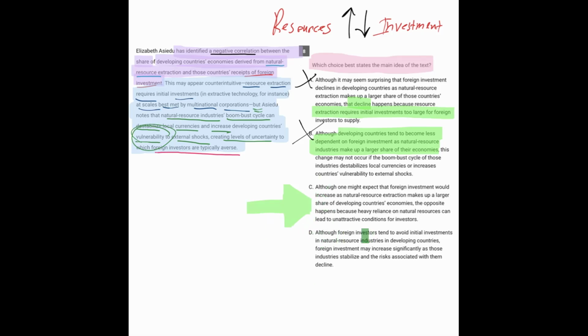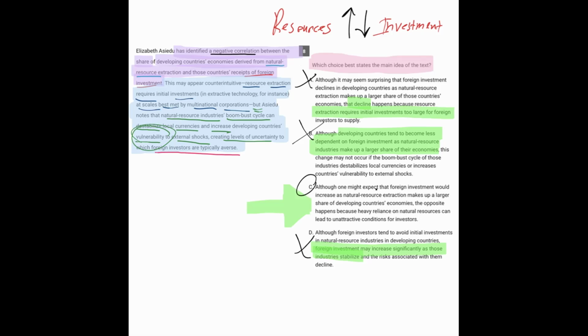D. Although foreign investors tend to avoid initial investments in natural resource industries in developing countries, foreign investment may increase significantly as those industries stabilize and the risks associated with them decline. So, foreign investment may increase as industries stabilize. That absolutely was not said anywhere in there. It was actually the opposite. It said that resources tend to be tied to volatility and uncertainty. So the answer that sounded good was C.